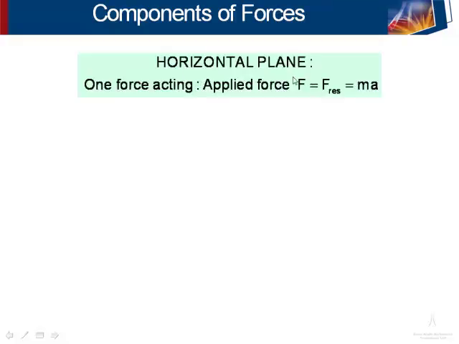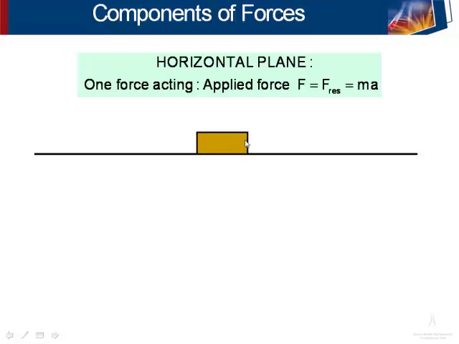We're now going to look at the concept of components of forces. Firstly, we consider just the horizontal plane when there's one force acting. The applied force therefore equals the resultant force, which equals mass times acceleration. For instance, on a frictionless plane, a box of mass m will accelerate a with an applied force F. And remember, in this case, F will therefore equal F resultant, which equals mass times acceleration. The applied force is in the horizontal plane.